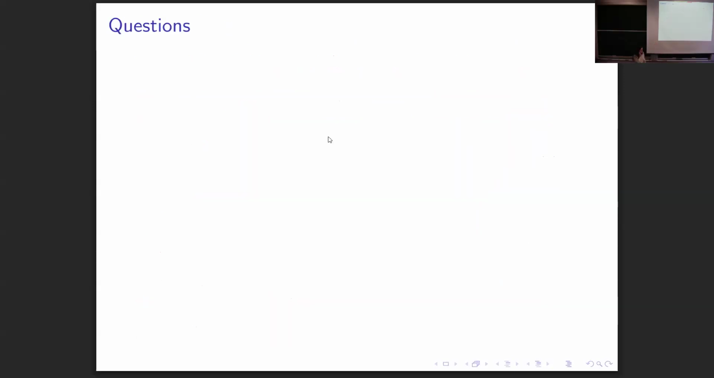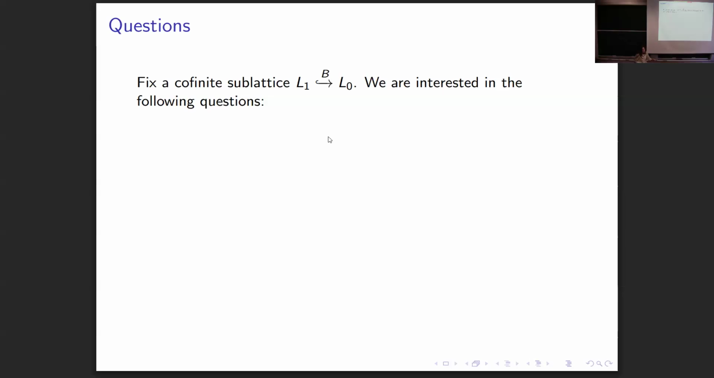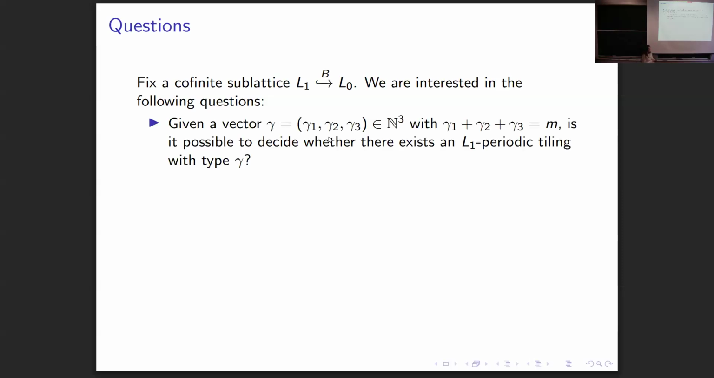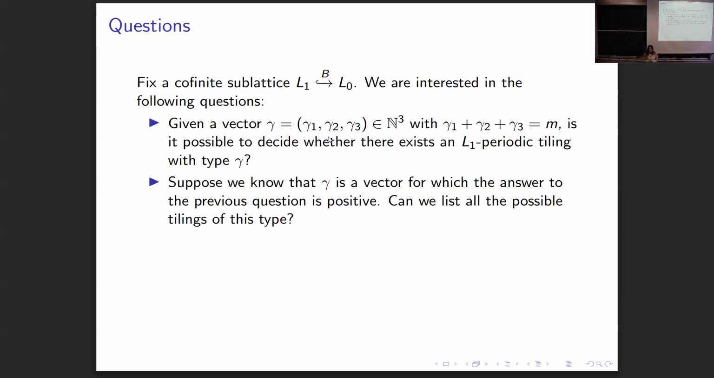So now the questions that I want to ask are, first of all, we fix a matrix that gives us an embedding of a sublattice, and we're interested in the following questions. First of all, I have a vector whose entries are non-negative integers. They sum up to m, which is the absolute value of the determinant of this matrix. Is it possible to decide whether there is a tiling of this type? So for example, 2, 8, yes, a tiling exists. I've just shown you. What about other vectors that sum up to 12 and are non-negative? Now, suppose we know that the vector is somehow admissible, that there is a type. How many others are there? Because like I just showed you one, there are many. Can we somehow list them?